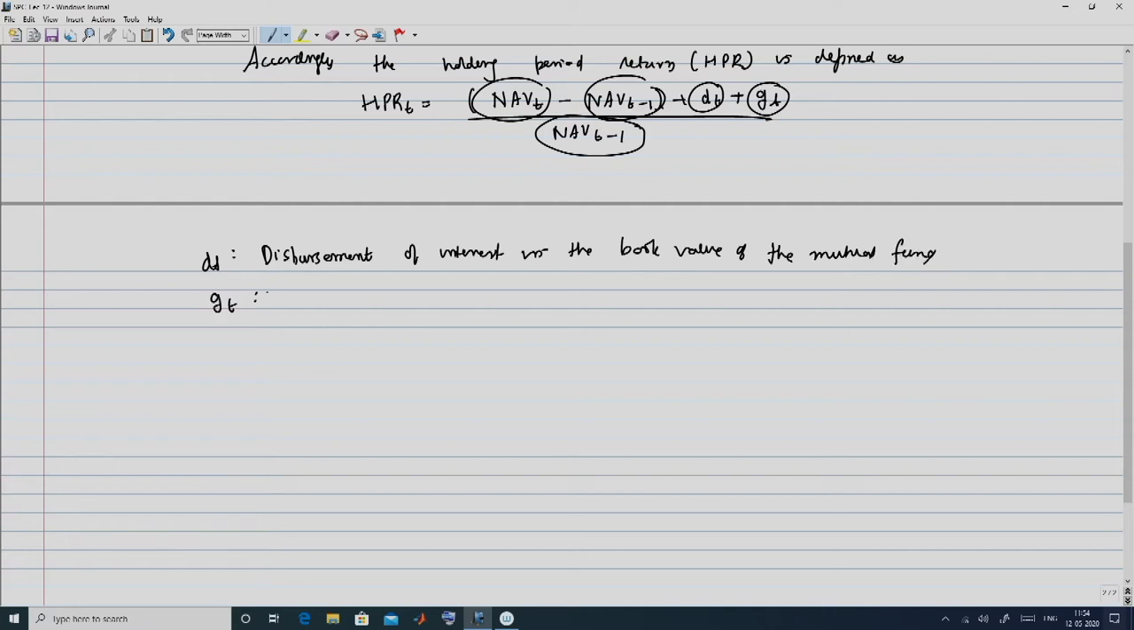And GT is essentially disbursement of capital gains realized when securities are sold for period T.